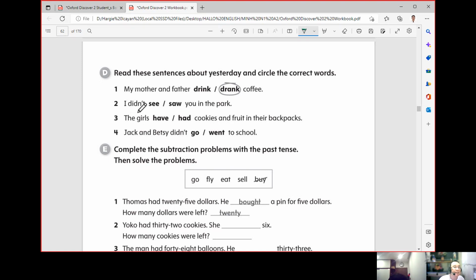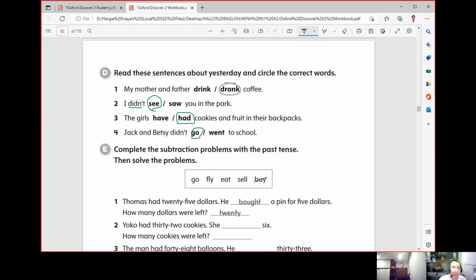I didn't see you in the park. Okay, why is it see? Because we use the negative statement didn't. Next. The girls had cookies and fruit in their backpacks. Yes. Number 4. Jack and Bestie didn't go to school. Yes, very good. That's correct.